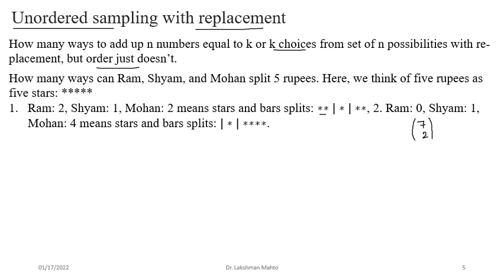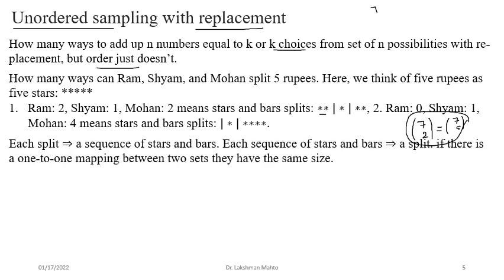That is equivalent to 7 choose 2, that is 7C2. What is that equivalent to? Anyone would like to answer? What is 7C2? It is 7 choose 5. Either you focus on the location of the stars or on the location of the bars; both are equivalent. This is the number of possible ways in which you can split 5 rupees among these three boys. Here order does not matter and replacement is there. That is how we can generalize this result.